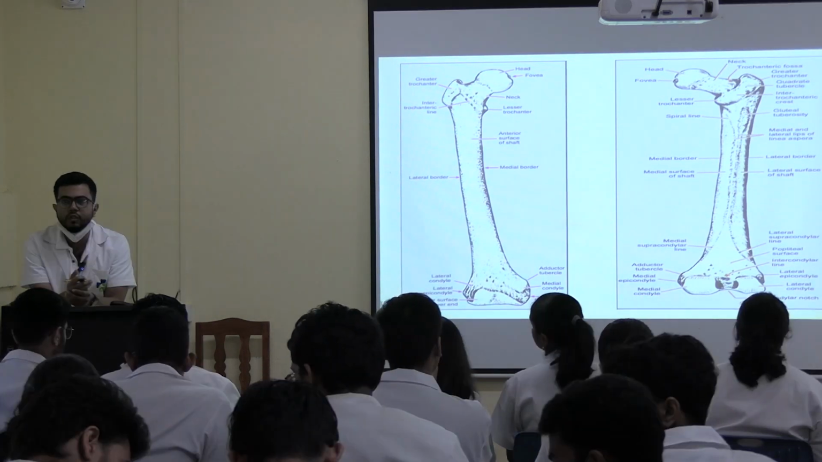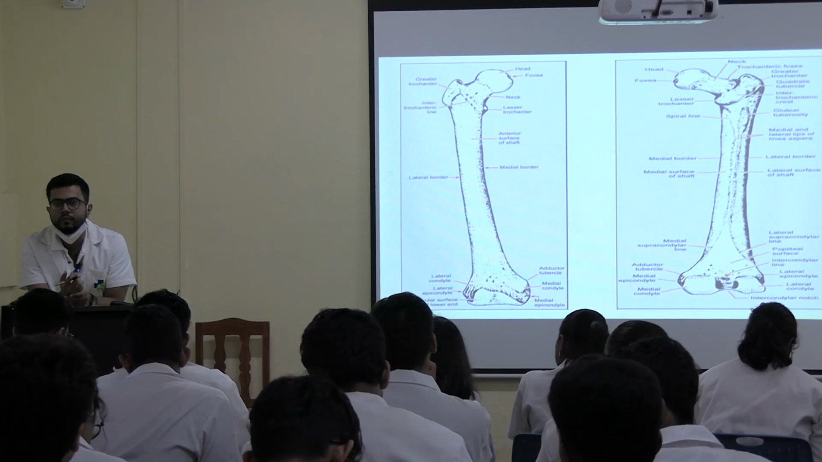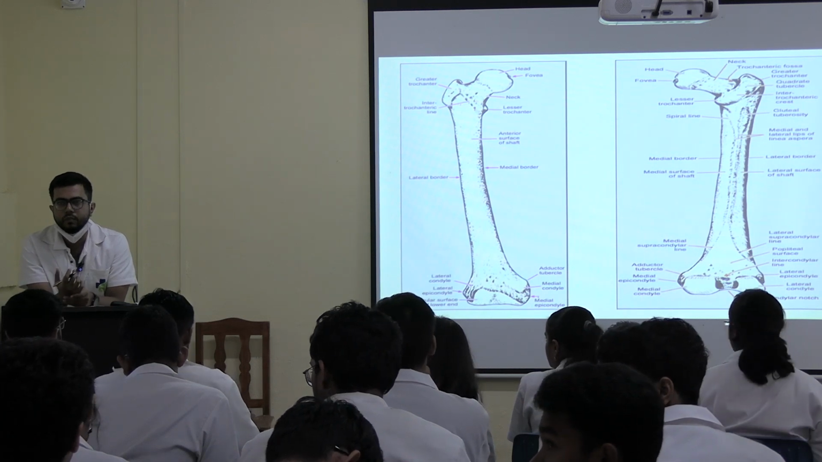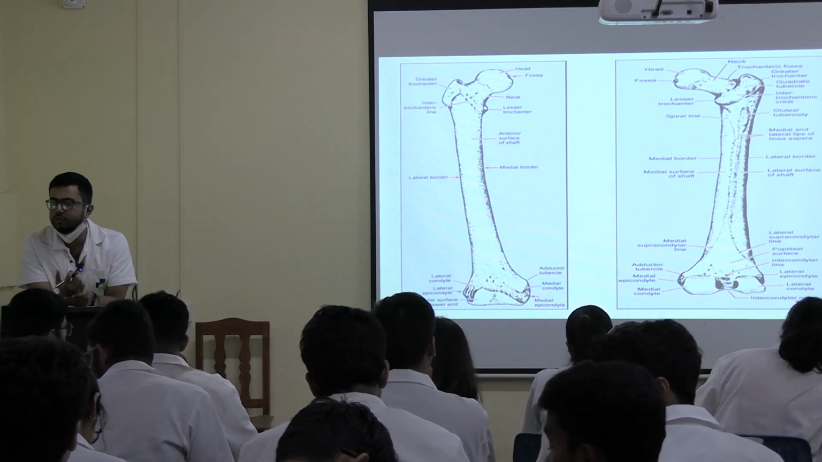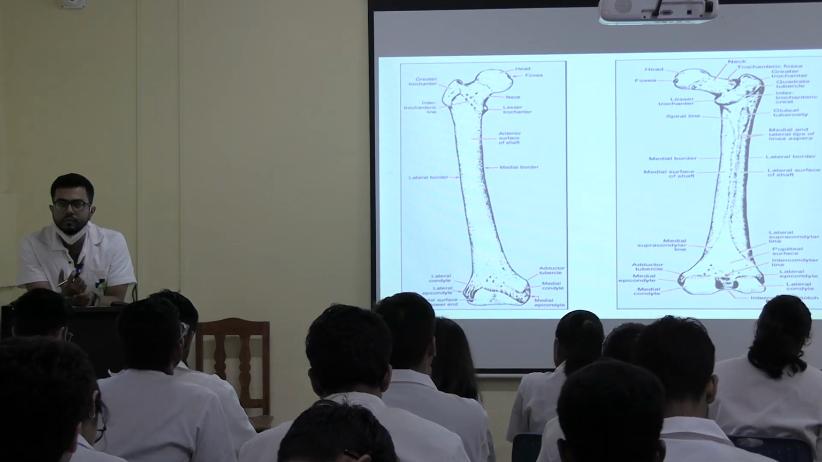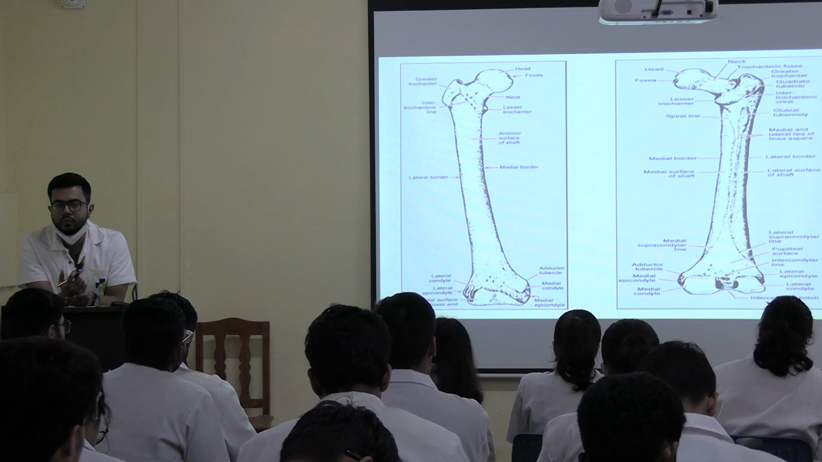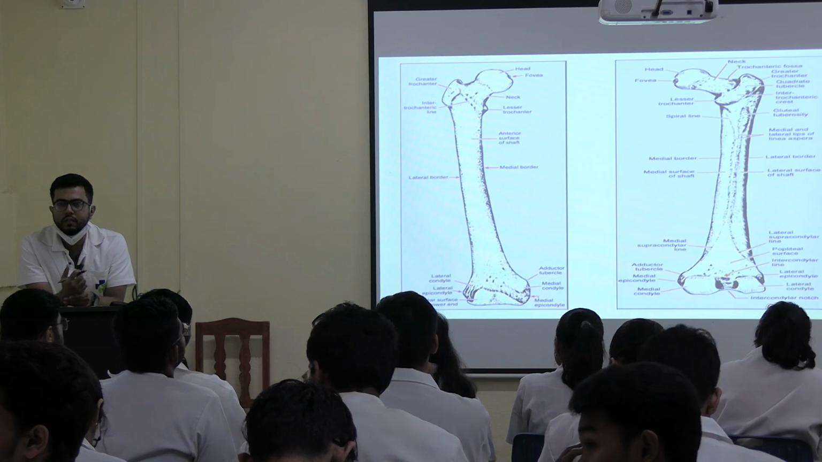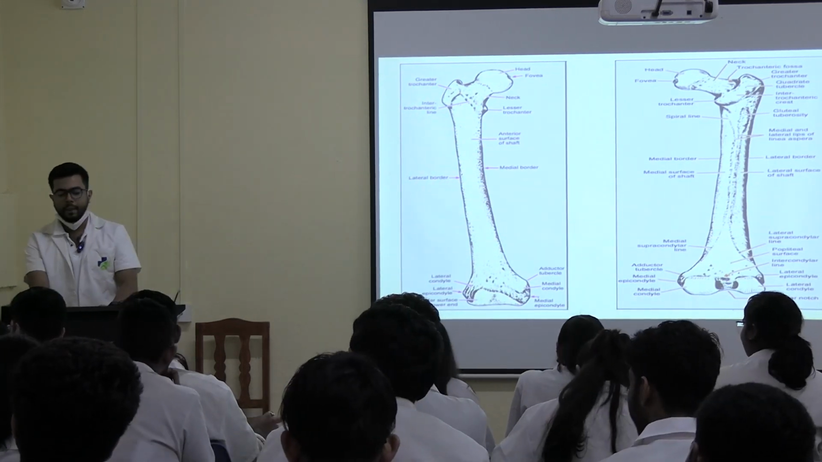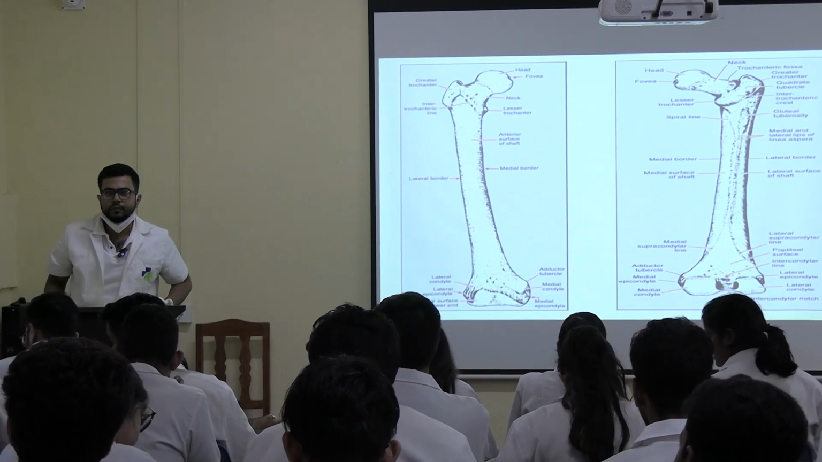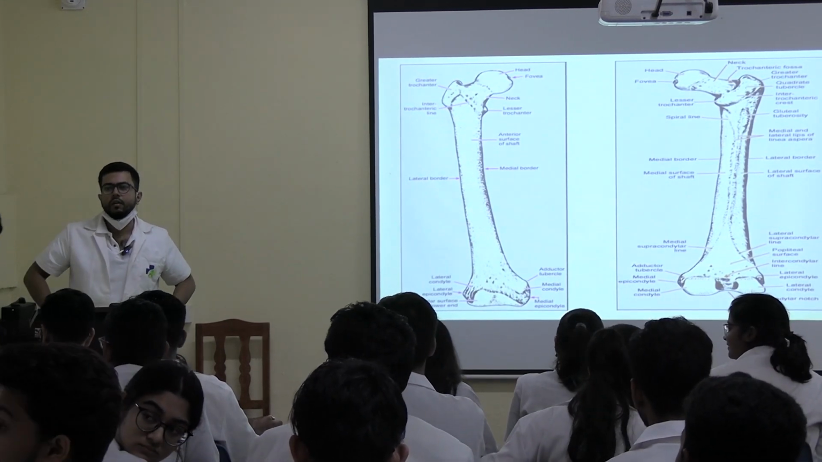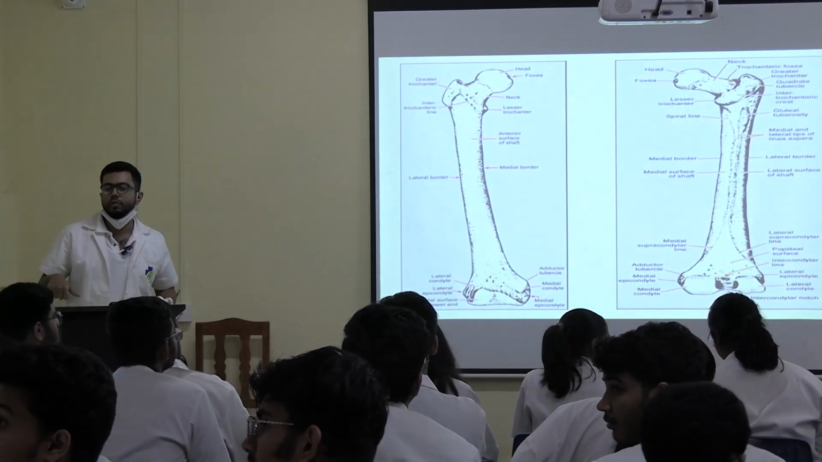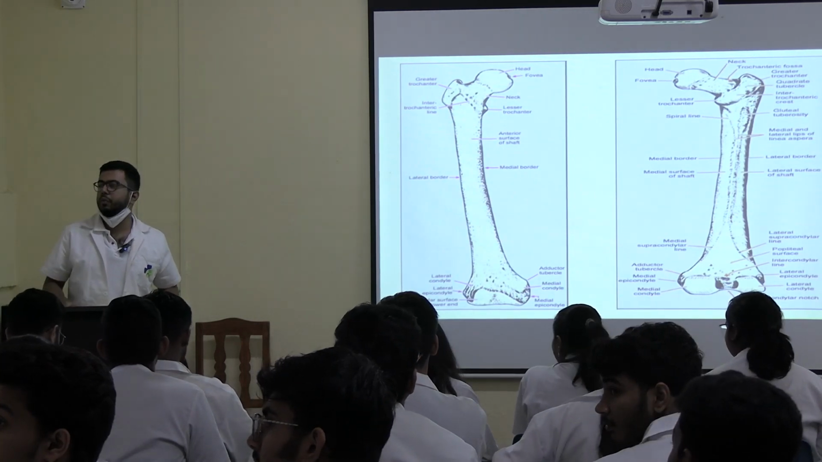Kindly stand up. Shaft. Tell me about the shaft. Where is the head? Tell me about the shaft. How many borders? Three. Can you show me those? First, second, third. Tell me the parts. Where is the lateral? Where is the medial? Where is the posterior? What is the name of the posterior border?